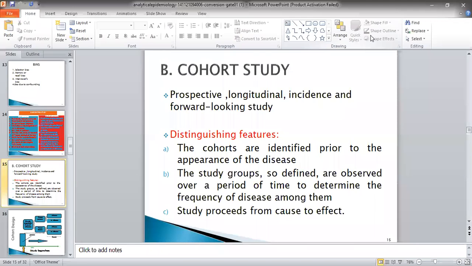So that's why it is called a longitudinal study, because we observe the risk factors of the disease, coming disease, over a period of time, and it requires follow-ups. And the next feature is study proceeds from cause to effect. We will take these factors and then we will go forward towards the outcome.